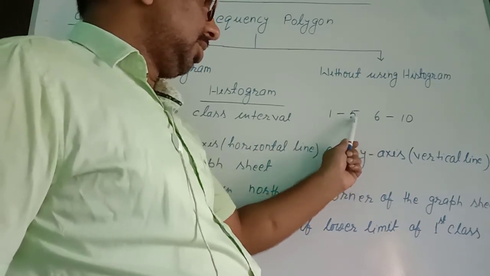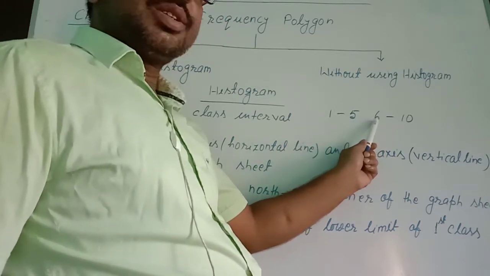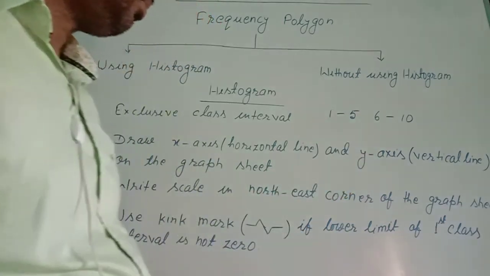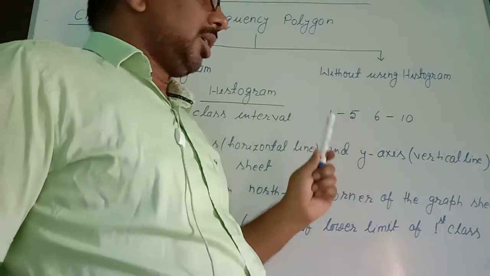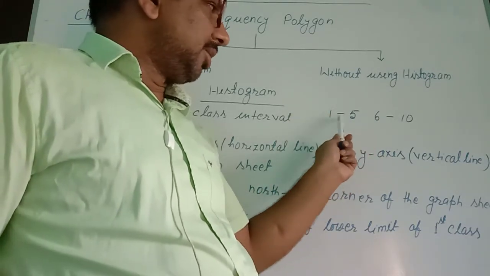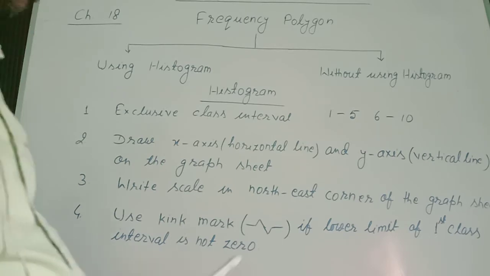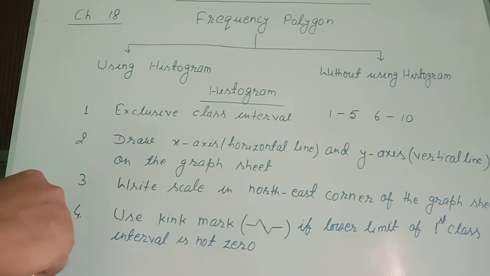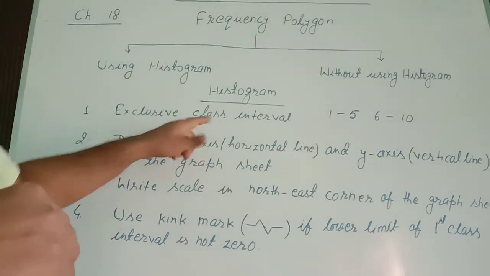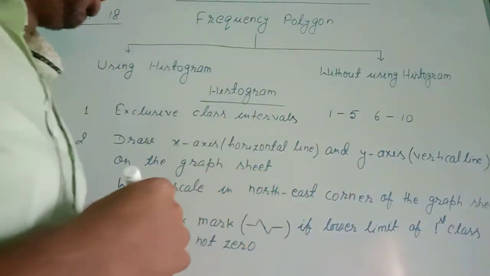Here the upper limit of the first class interval is 5 and the lower limit of the second class interval is 6. So I say this is not continued. So this type of class intervals are called inclusive class intervals or discontinued class intervals. So if this type of data is given in the question, first of all we change that inclusive class intervals into exclusive class intervals. How do we change? You know the rule that is discussed.